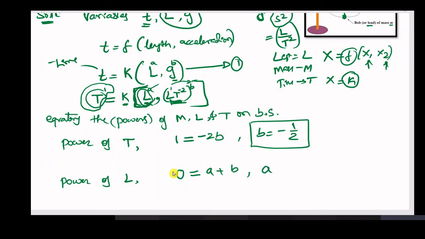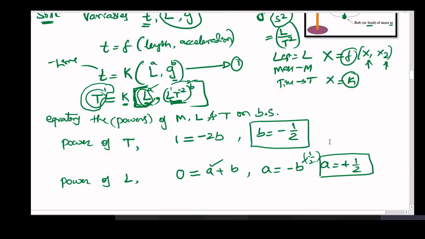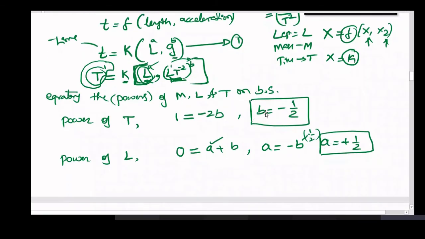So using this equation, I can calculate a. a is equal to minus b, and the value of b is minus 1 by 2. So minus of minus 1 by 2, the value of a will be plus 1 by 2. So using this dimensional analysis, we have calculated the arbitrary constants a and b. Once you find the values of a and b, substitute them in equation number 1.